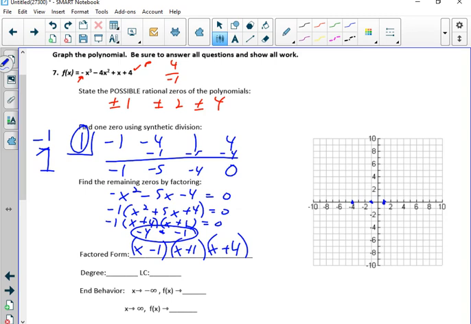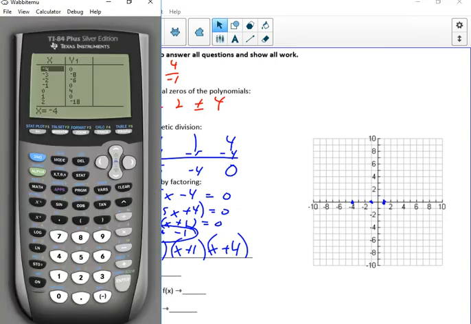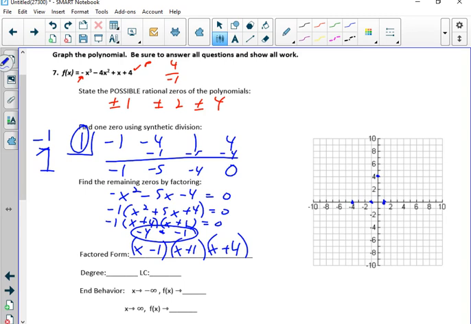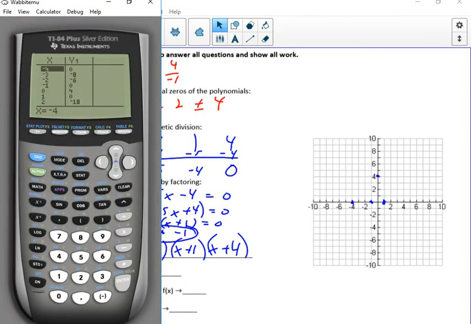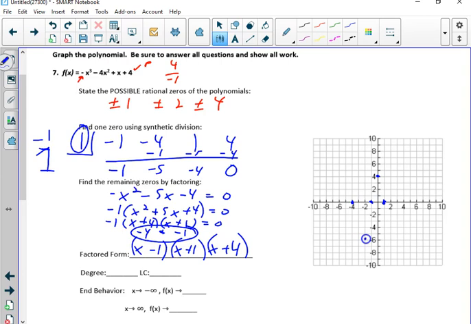I better see if I have a y-intercept. I do at 0, 4. And do I have another ones on the graph? Let's see. Yeah, I do. Negative 2, negative 6. And negative 3, negative 8. So this gives me just a few more points to play with when I'm graphing.